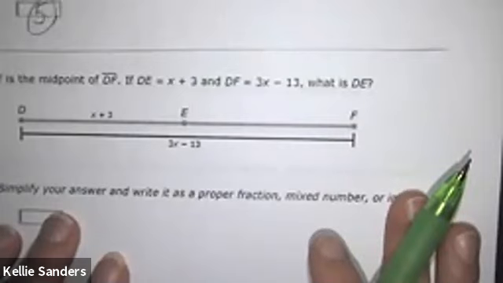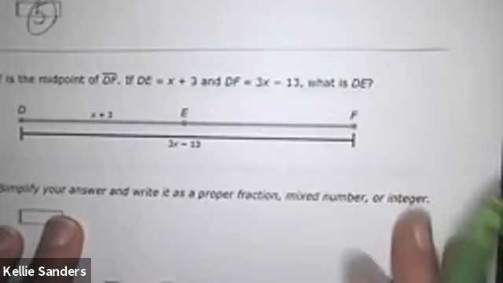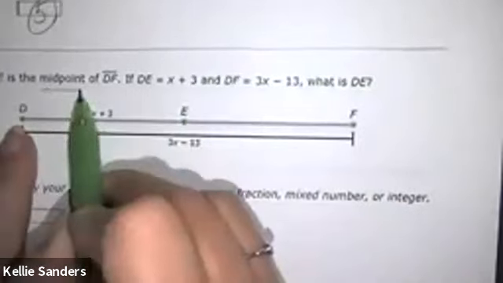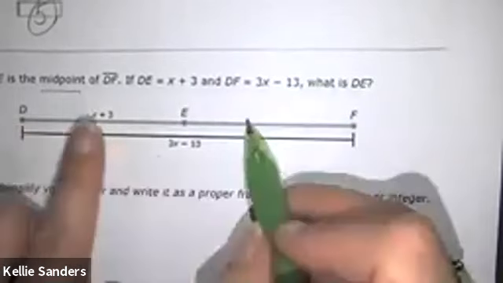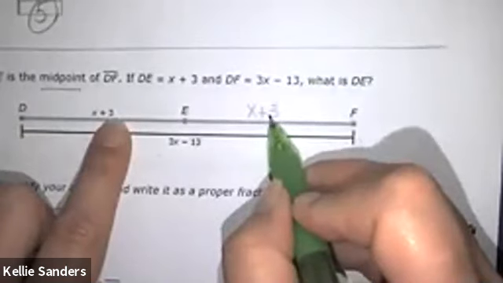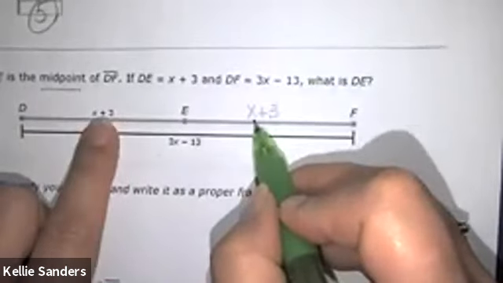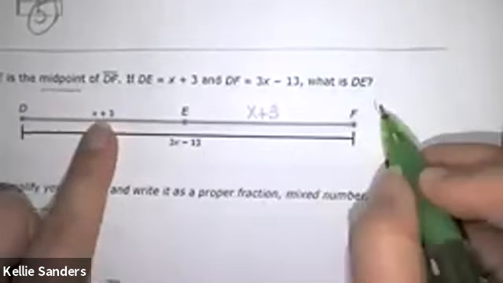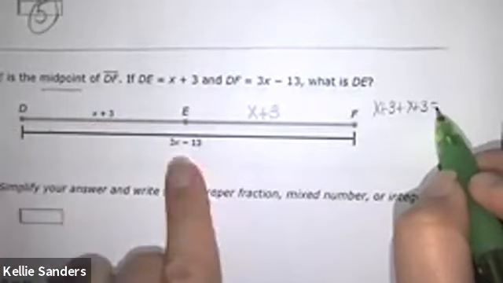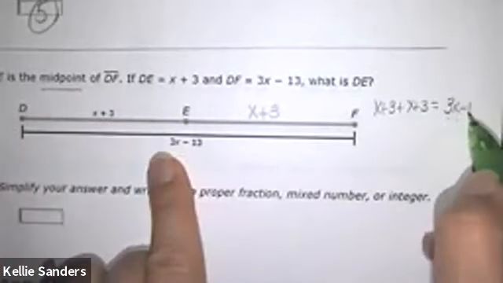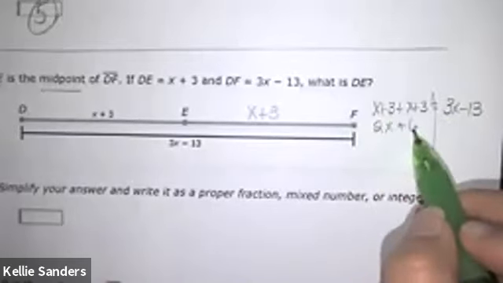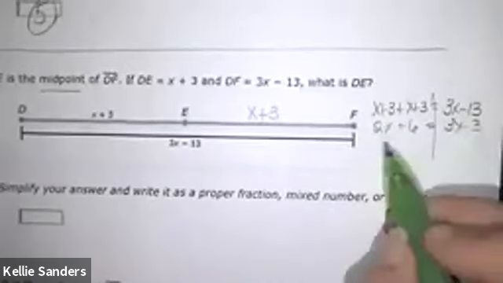This is the same exact kind of question. Let's do it again. x plus 3 is over here. E is the midpoint. So if this is x plus 3, then I know that this is the same. If I have x plus 3 plus x plus 3, then the whole thing is 3x minus 13. x plus x is 2x. 3 plus 3 is 6. Then I bring this down.